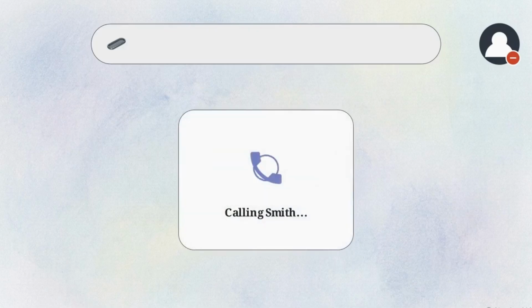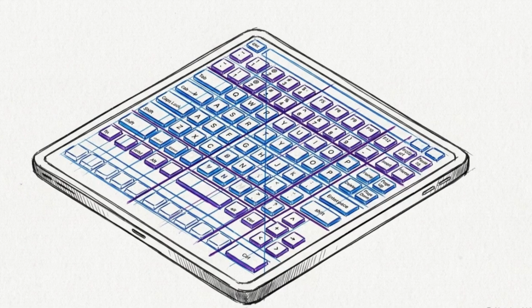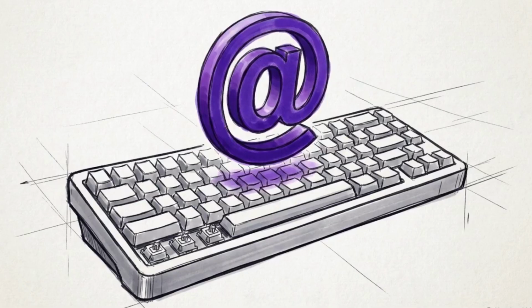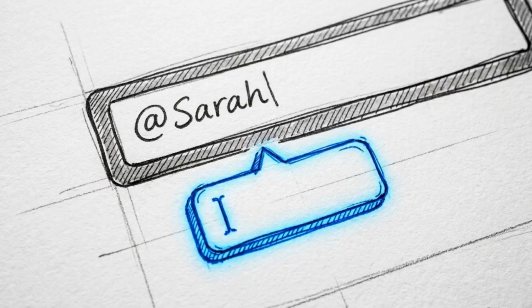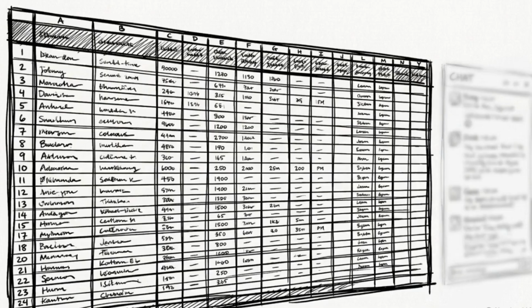Type /call followed by a contact's name to start a dial without leaving your current screen. You can see the full list of these triggers by typing /keys, which pulls up the master directory of keyboard shortcuts. Communication can follow this same pattern through the command. Typing the symbol and a name in the search box allows you to send an inline message to a colleague. This keeps you inside your active window, removing the need to switch to the chat tab.